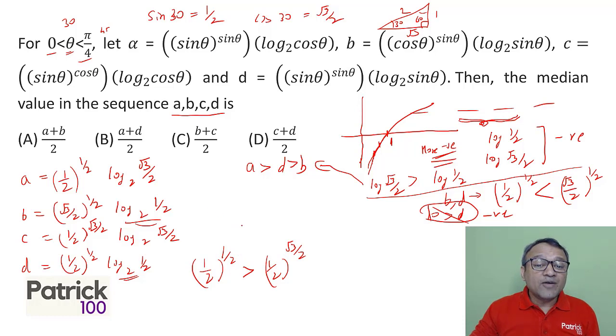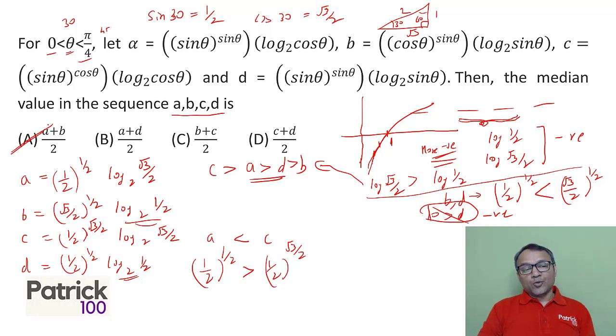But understand both the values are negative, therefore the sign will change and C will become bigger than A. Right? Because log of root 3 upon 2 is negative. So automatically when you put them in ascending order, A and D are the middle values. And therefore the median will be the average of the two, A plus D upon 2.